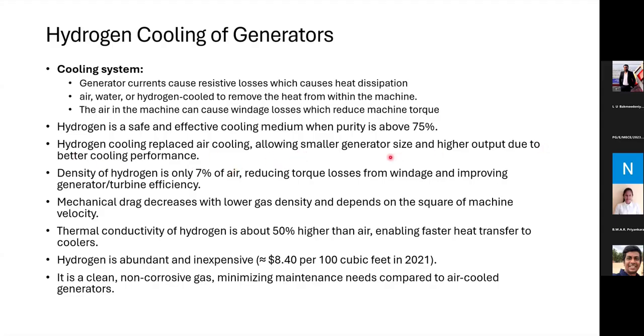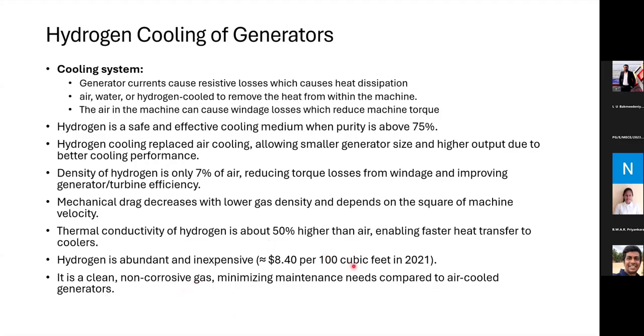With this hydrogen cooling, you can go for smaller generator size and output due to better cooling performance. And hydrogen density is about 7% of the air. Therefore, the windage losses from the moving rotor are reduced, so the torque loss is going to be reduced. Mechanical drag increases with higher gas density and depends on the square of the machine velocity, and thermal conductivity of hydrogen is 50% higher than air. So it can dissipate heat quickly compared to other generators, and it is relatively inexpensive.